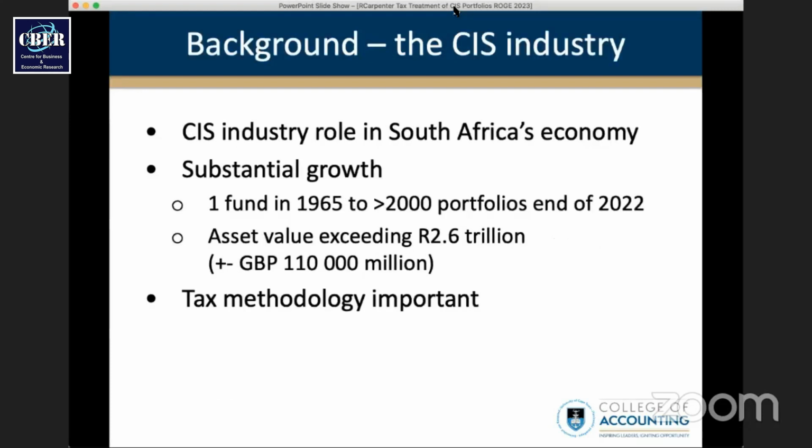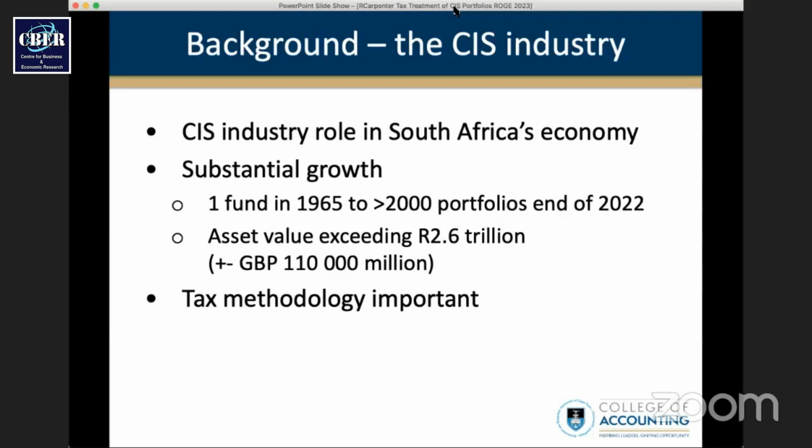So firstly, in terms of the background to the CIS industry in South Africa, the industry plays a very prominent role in the country, specifically relating to savings and the economic landscape. Back in June of 1965, one fund began the industry, and now we have more than 2,000 portfolios as of the end of last year. We have assets under management exceeding 2.6 trillion rand. And so therefore the tax methodology and treatment of disposals is extremely important.